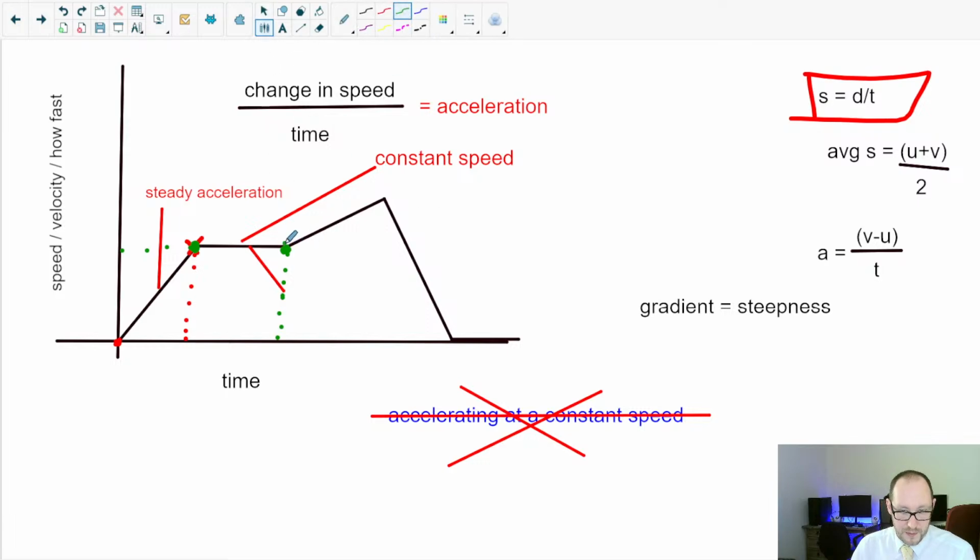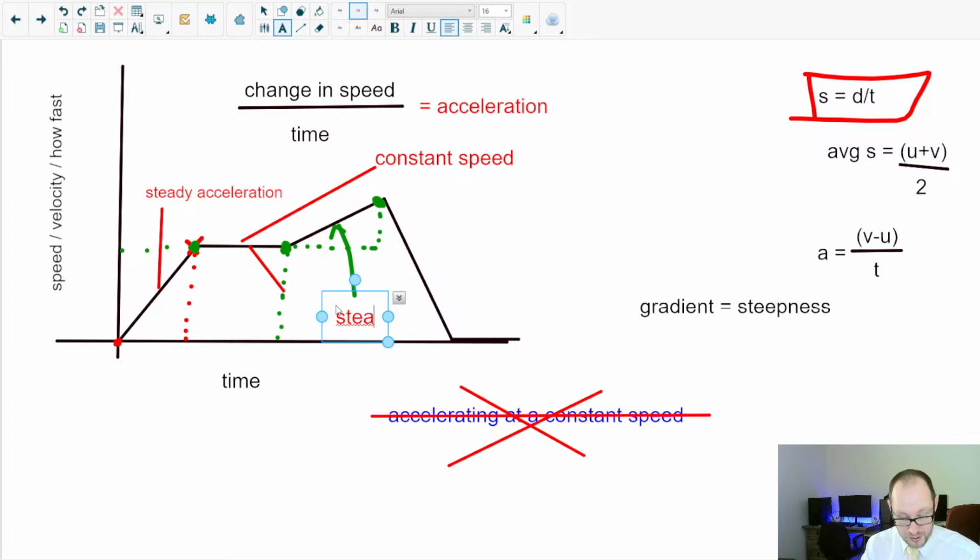Next little section, I start here and I end up here. And again, I have a change in speed happening, and I have a time that it took. But notice that this line is a little bit steeper. So the time it took me compared to the speed I increased is a little bit shallower than this one. I changed speed more rapidly here than I did here. The gradient of this section is larger than the gradient of this section over here. And because this gradient is less, we can say that this is a steady acceleration, absolutely.